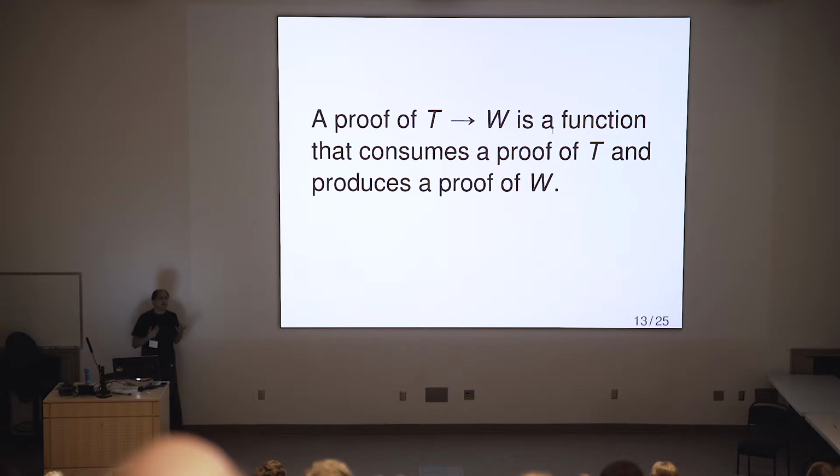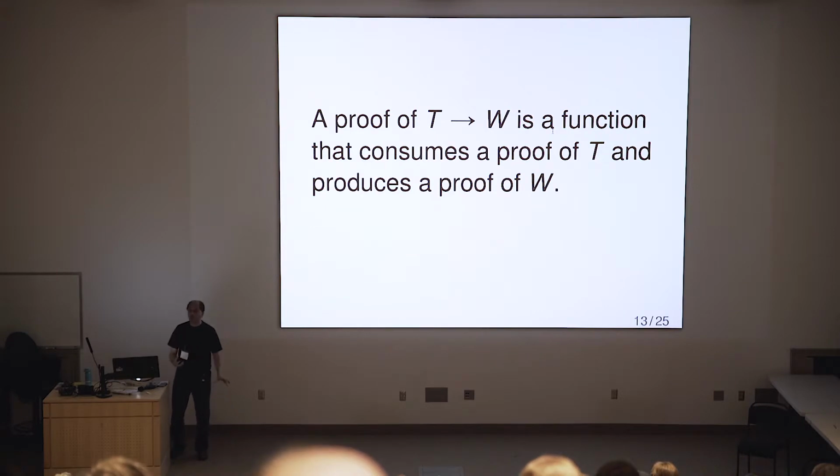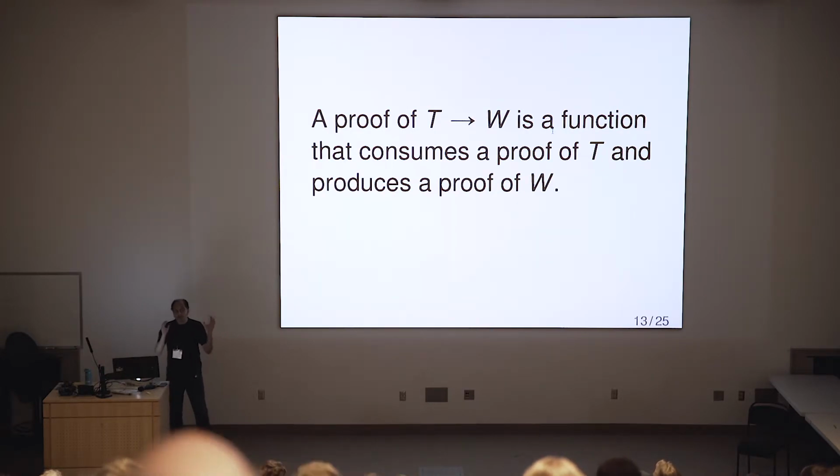What is a proof of T implies W? It's a function that consumes a proof of T and produces a proof of W. This corresponds to what we do in informal proofs. What do we do to prove T implies W? We assume T, and we use that assumption maybe several times to prove W. Now, that's not a self-contained proof of W because of all those assumptions. But if someone gave us a proof of T, we could stick it in at all those points where we assumed T, and that would be a self-contained proof of W. So that informal proof really is a function that consumes a proof of T and produces a proof of W.